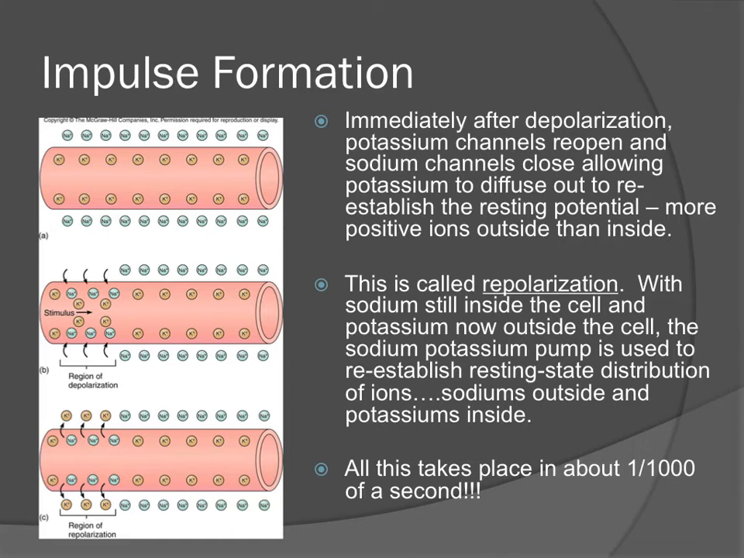Now keep in mind, everything that we've just studied about nerve impulse formation all takes place in about 1/1000th of a second. That is what happens for you to have a nerve impulse to tell you to speak, walk, write, whatever action you can think of. Blink, swallow, everything has to have a nerve impulse.